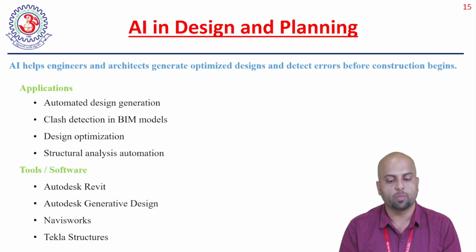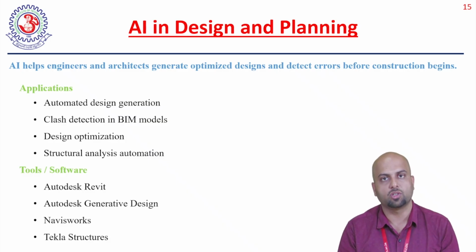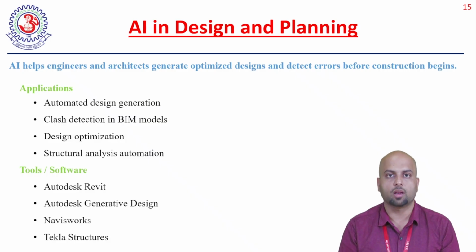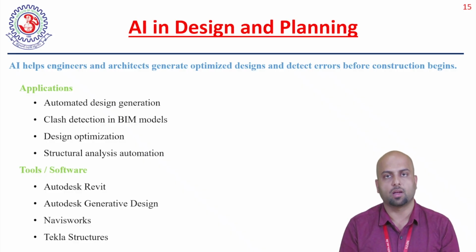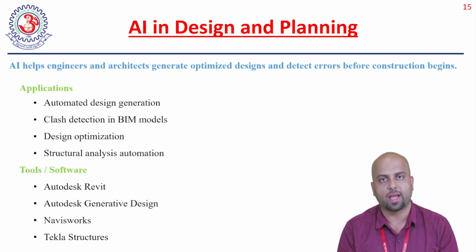We'll say automated design generation. Designs will be generated automatically, which are again optimized. We can detect clashes and resolve these clashes in the BIM models. We can optimize the designs. We can analyze the structure. Structural analysis can be done automatically by using these AI tools. So there are different AI tools available for the design and planning stage.